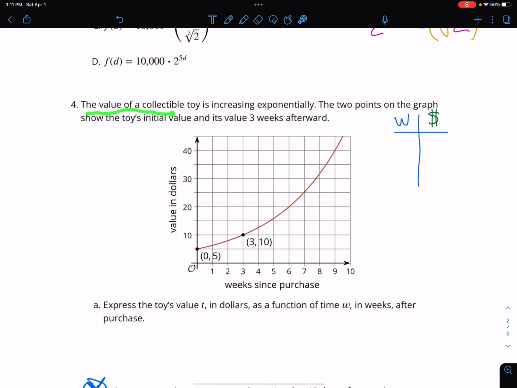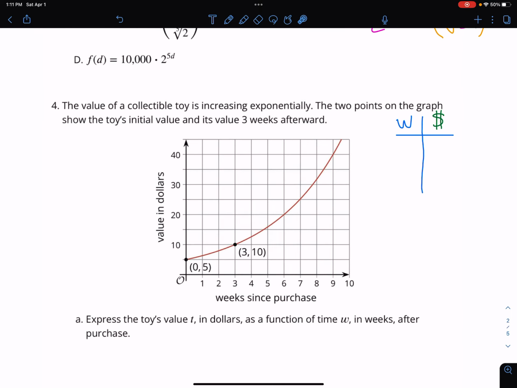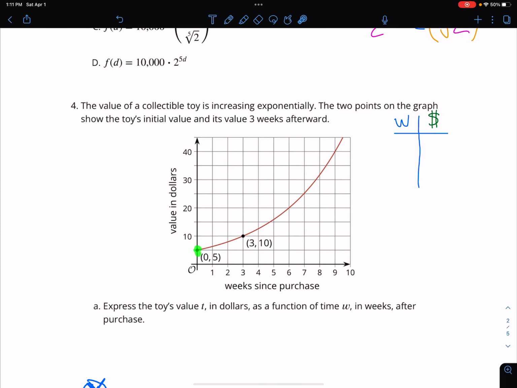The value of a collectible toy is increasing exponentially. So exponentially, it means it's got the same growth rate. There's some same number that they keep multiplying by over and over and over again to give us this exponential growth. And the 2 points in the graph show the toy's initial value and its value after 3 weeks. So check it out. At 0 weeks, this thing was worth $5. It started off at $5. After 3 weeks, it was worth $10.